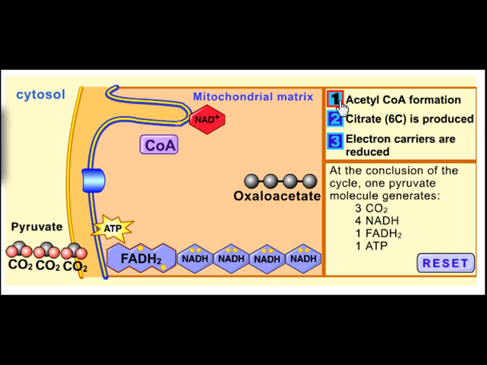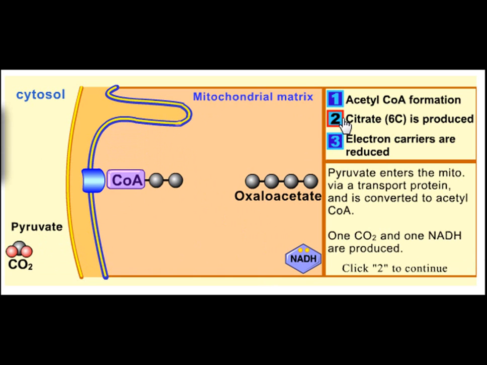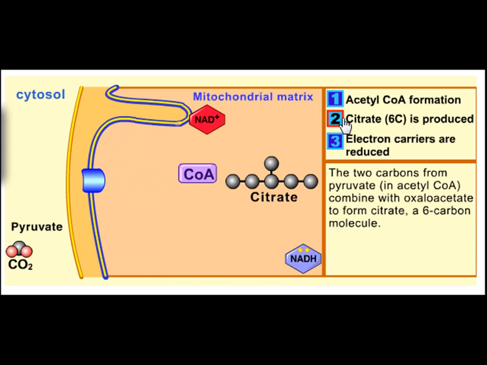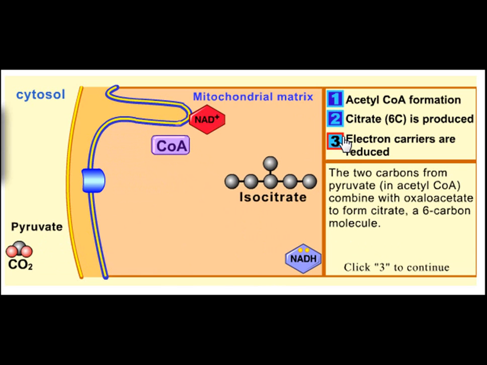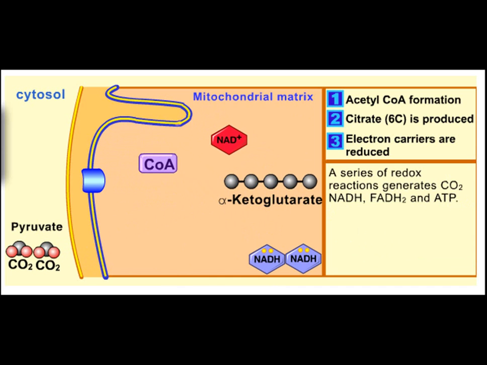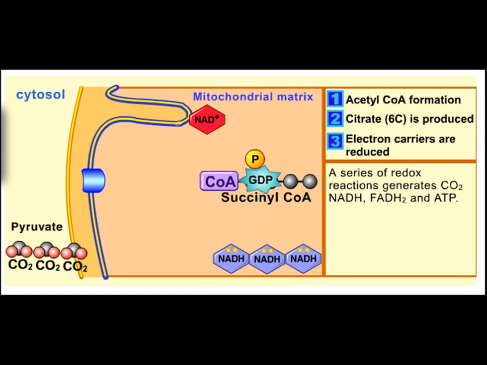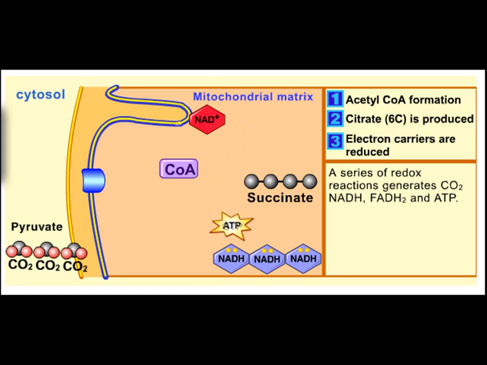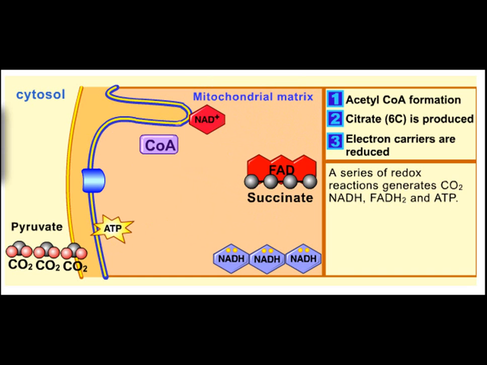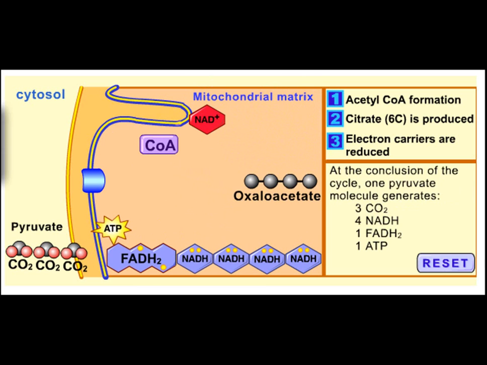So if we look at this process one more time, we start with acetyl-CoA formation. We then form citrate. And then we see the reduction of several more NAD pluses and oxidation of 2 more CO2s. ATP made through substrate level phosphorylation, FADH2 reduced, and to get back to oxaloacetate, 1 more NADH reduced.